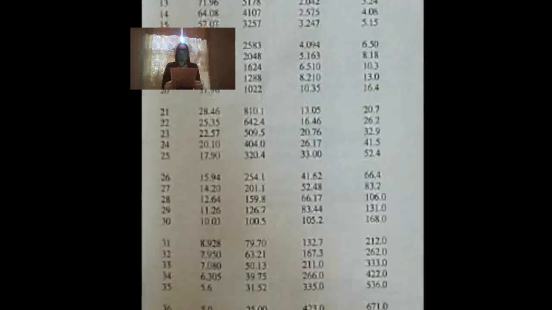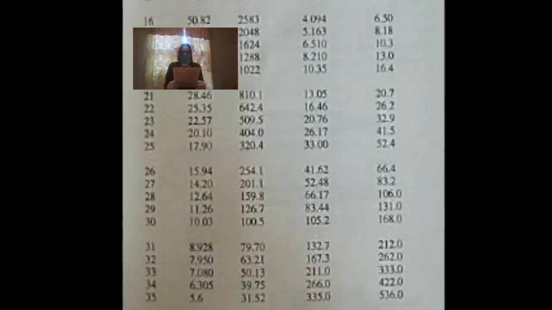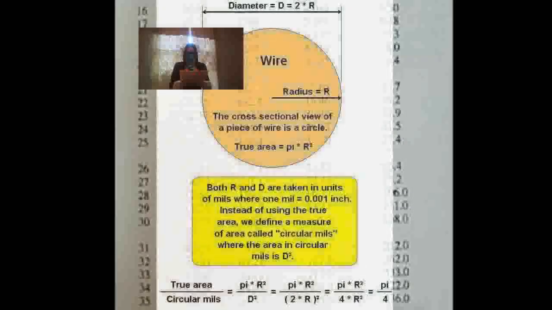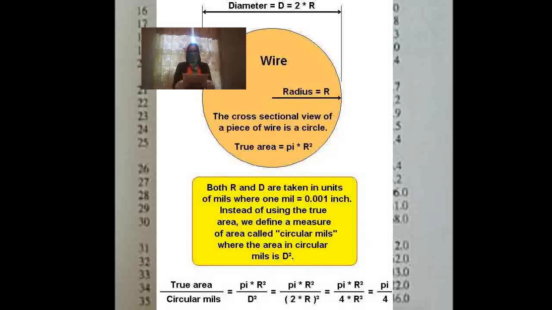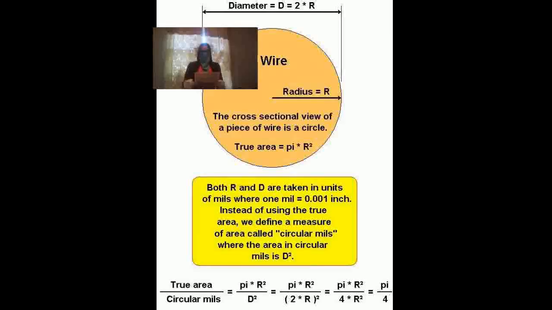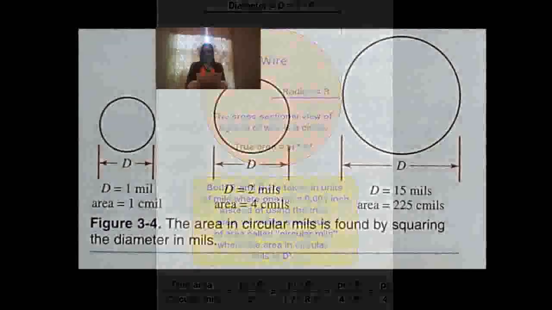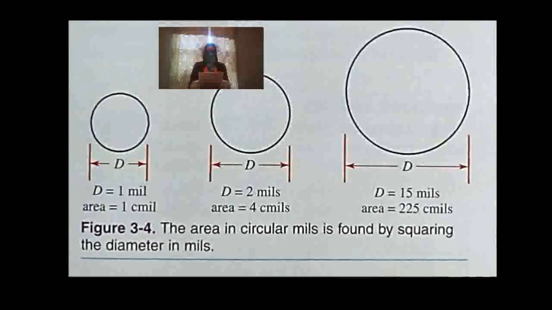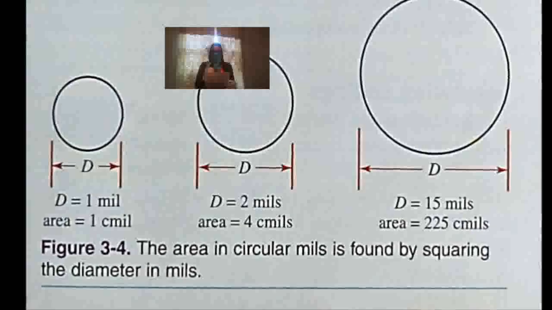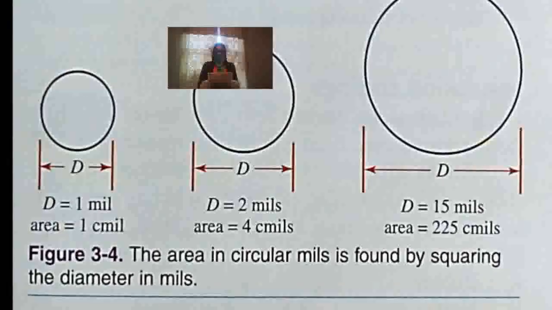Circular mil area is the common way to express the cross-sectional area of a conductor. As previously noted, 1 mil is equal to 1/1000th of an inch, or 0.001 inches. The number of circular mils, or CMIL, in a conductor is equal to the diameter of a round conductor squared, or d squared, where d is in mils. Therefore, a wire with a diameter of 1 mil has an area of 1 circular mil, or 1 CMIL. A wire with a diameter of 2 mils has an area of 4 CMILs, or 2 times 2. A wire with a diameter of 15 mils gives us an area of 225 CMIL, or 15 times 15, which equals 225. See figure 3-4.